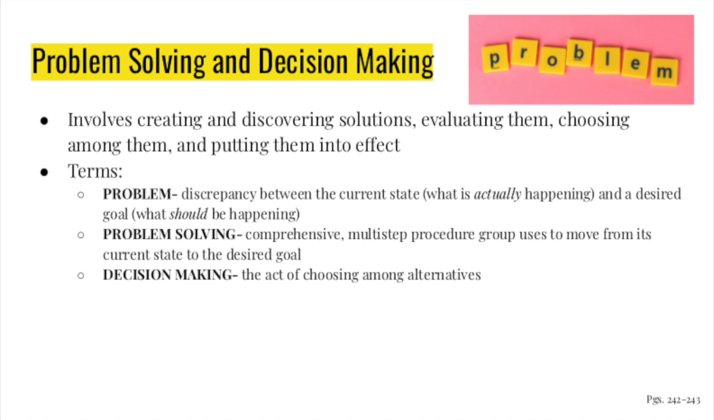The chapter discusses how problem solving and decision making involves creating and discovering solutions, evaluating those solutions, and then choosing the best solution to put into effect. Typically, groups and individuals have a desired goal that they are trying to meet. And decision making also includes answering questions to further the problem solving process. There are some terms listed at the bottom, and there are also page numbers to reference the book at the bottom of the slide as well.